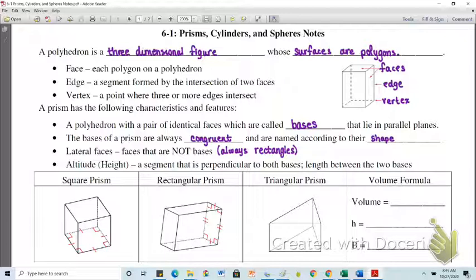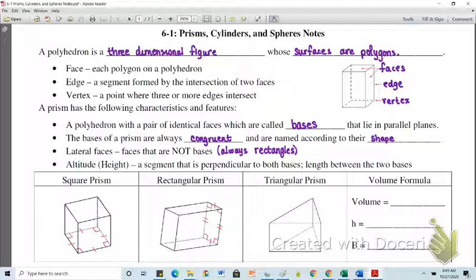A prism has the following characteristics and features. It is a polyhedron with a pair of identical faces, which are called bases, that lie in parallel planes. The bases of a prism are always congruent and named according to their shape. Lateral faces are the faces that are not bases. These are always rectangles for a prism. And the altitude, or height, is a segment that is perpendicular to both bases and tells me the distance between them.